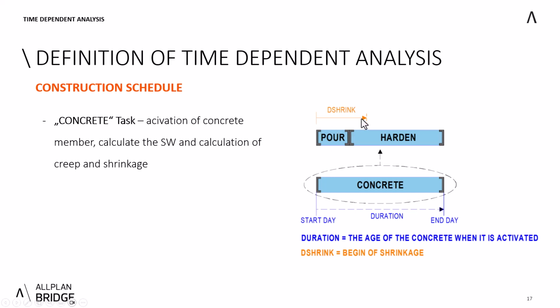There is also one additional factor, and this is the D-shrink parameter, which says when we are going to start the calculation of shrinkage. So we can set an offset, for example, from the start date. So let's say the whole duration of this task is 21 days, but if we set the D-shrink, for example, to 6, it means that we will start the calculation of shrinkage on day 6, but then it will be calculated for 15 days, not for 21. We will go a bit more into detail on the next slides, how these tasks are set up.